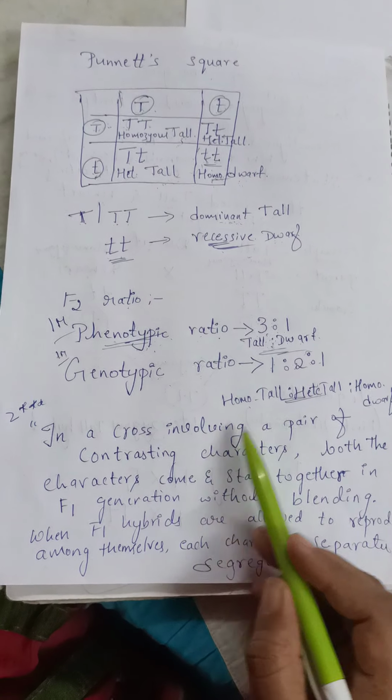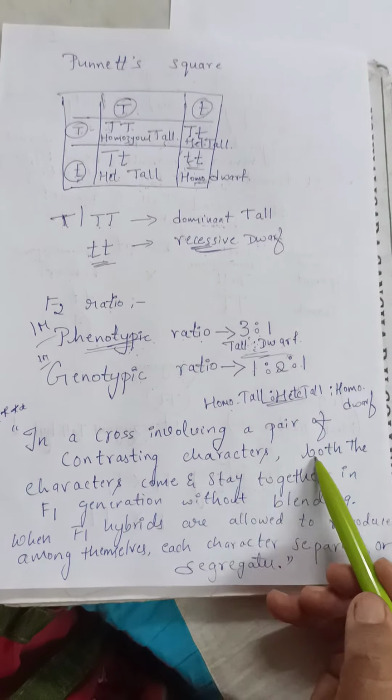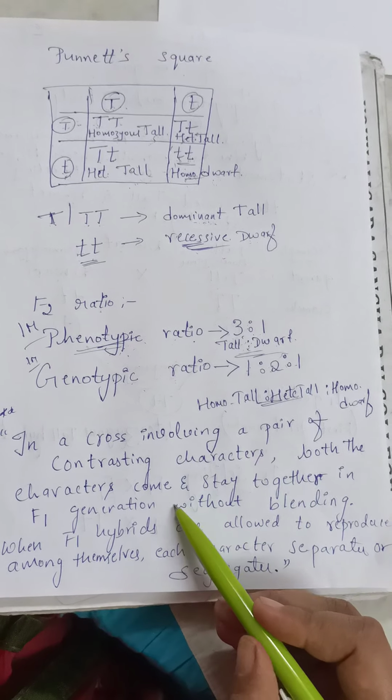It is: in a cross involving a pair of contrasting characters, both the characters come and stay together in F1 generation without blending.